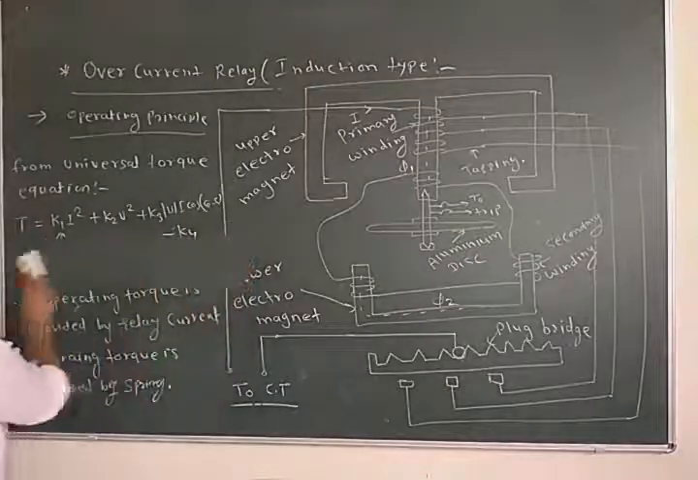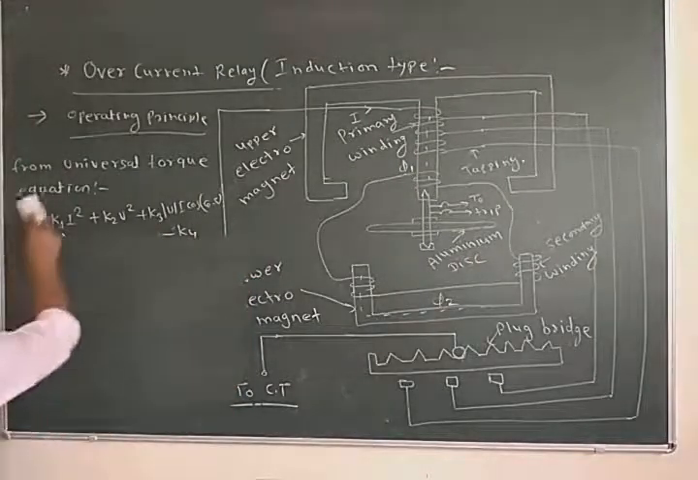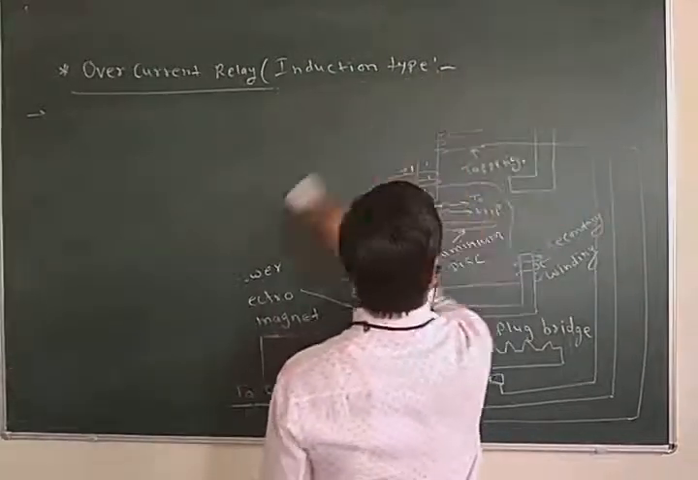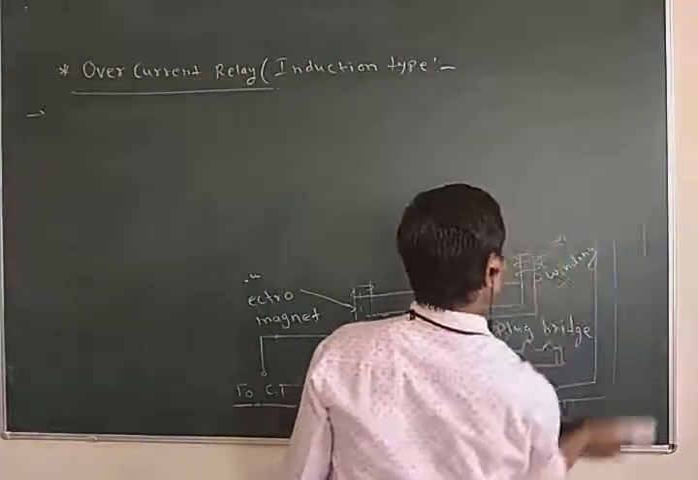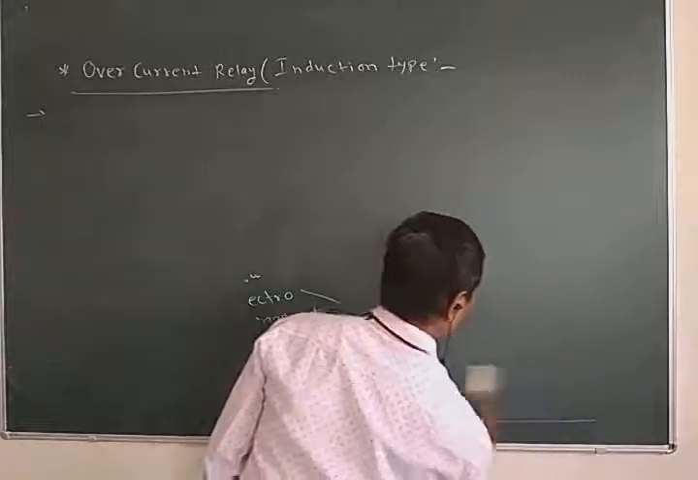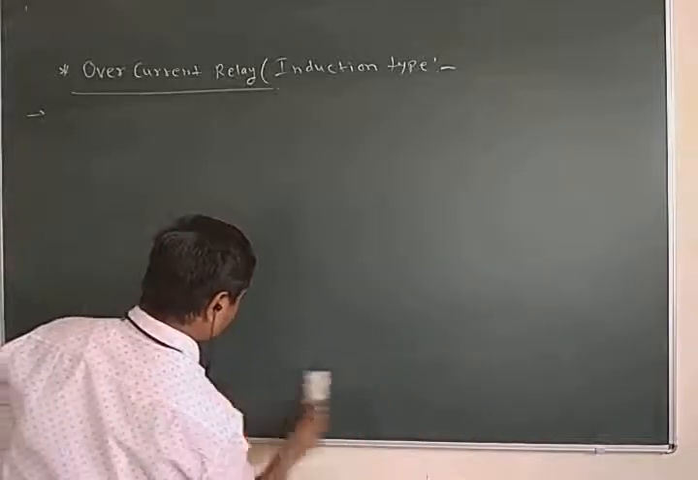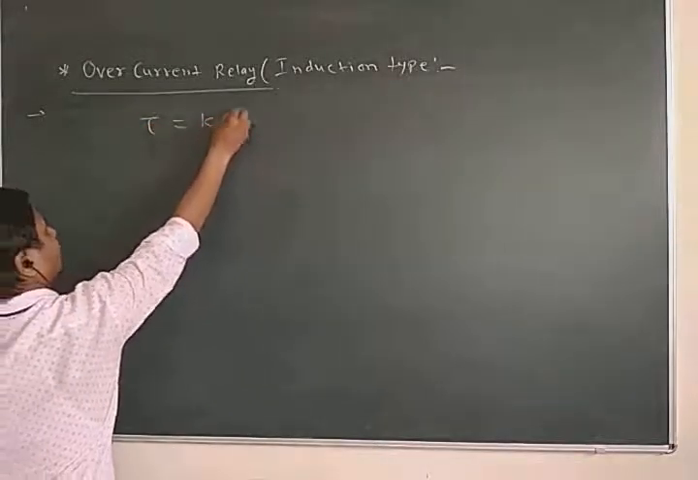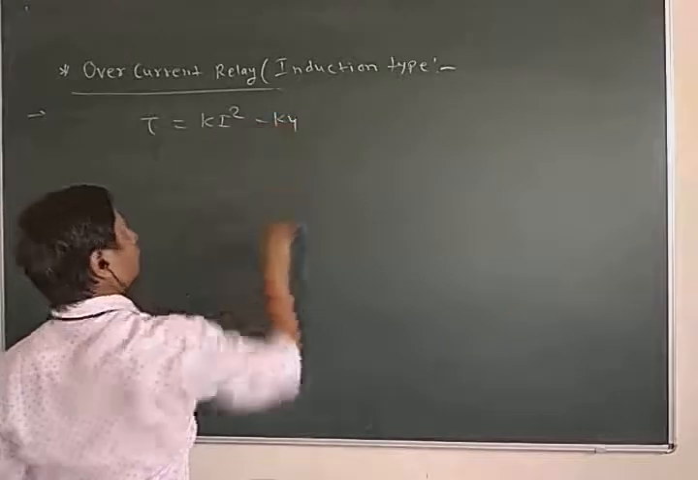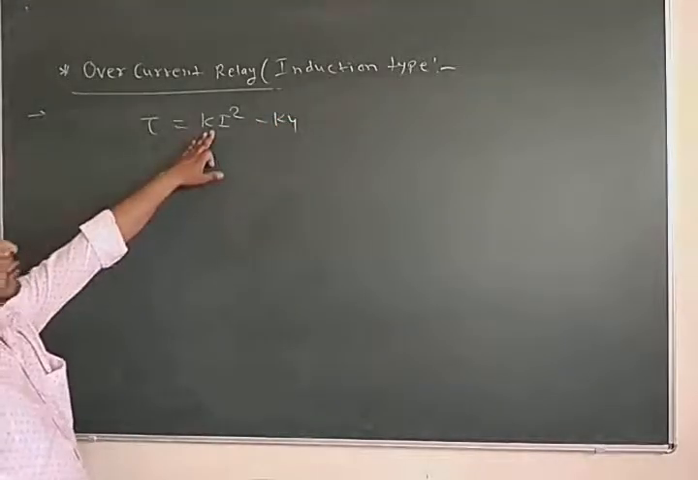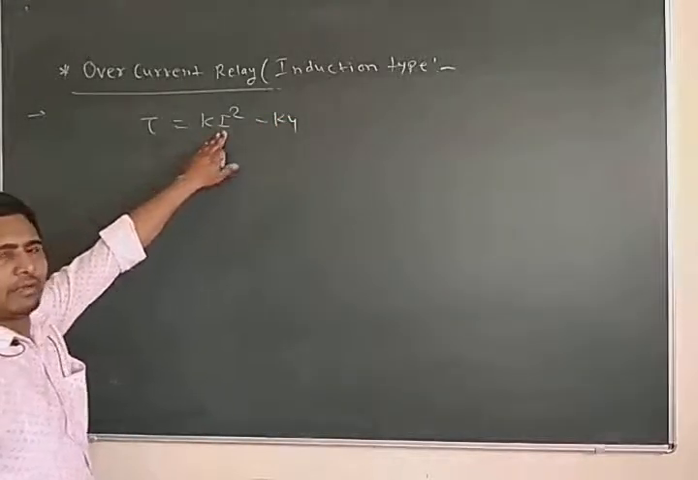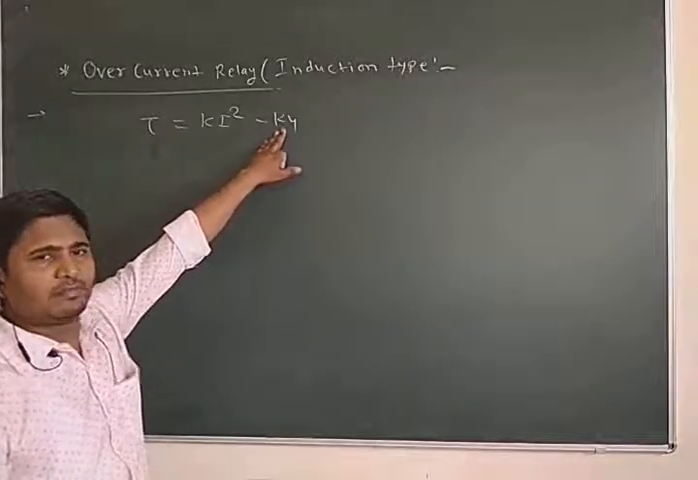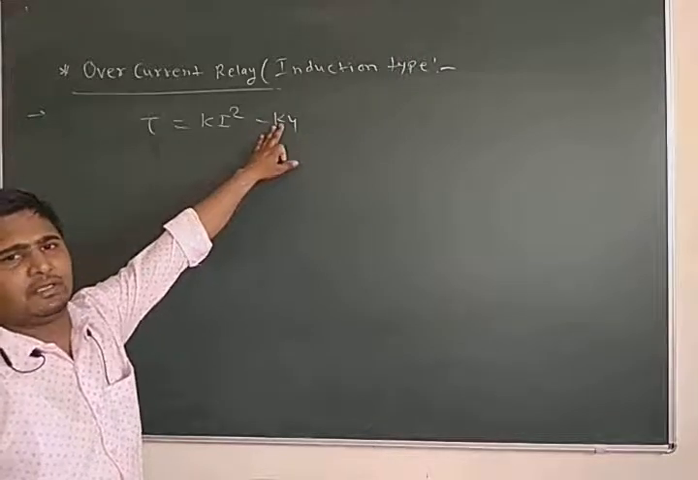So now we write torque T is equal to K1 I square minus K4, because operating torque is produced by the current flowing in the primary winding. So K1 I square minus K4. K4 is the spring constant which provides restraining torque.